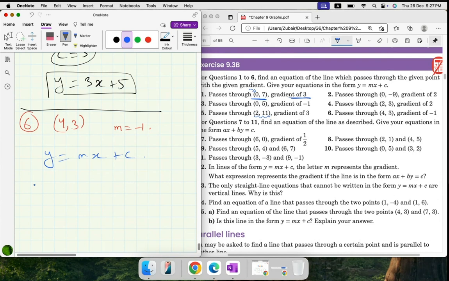So minus x plus 7. y equals minus x plus 7 is correct.